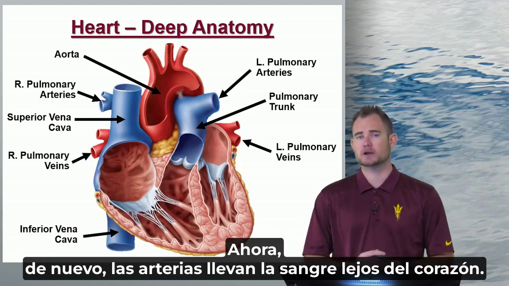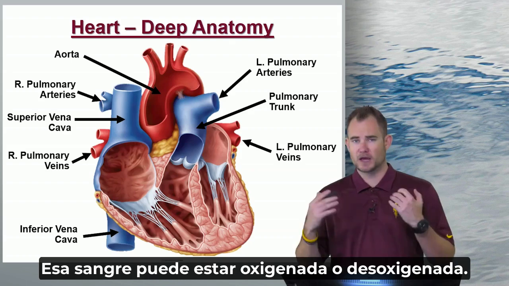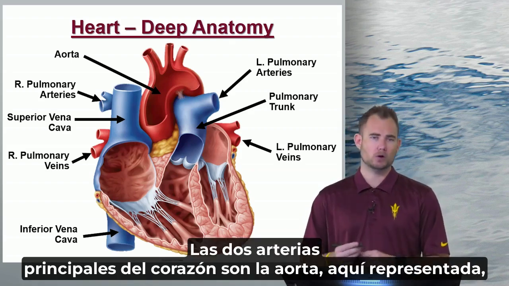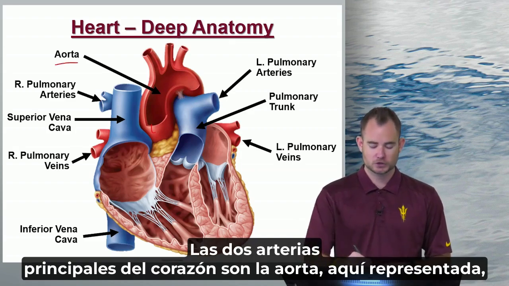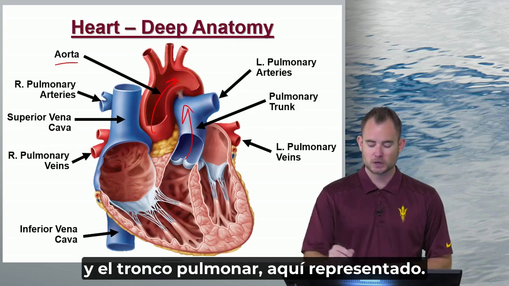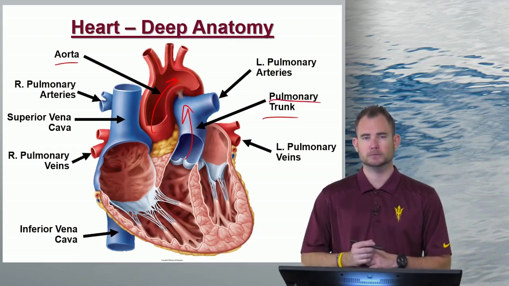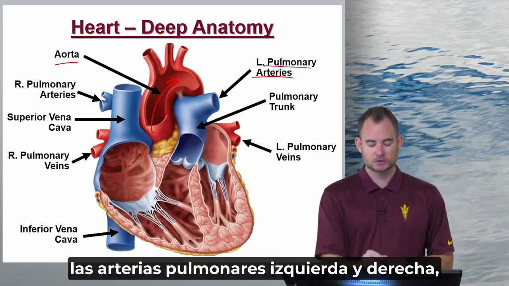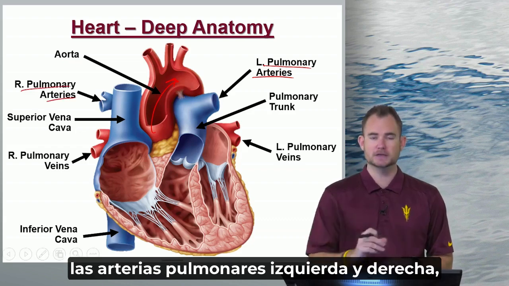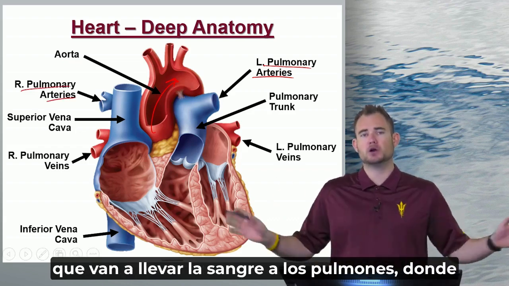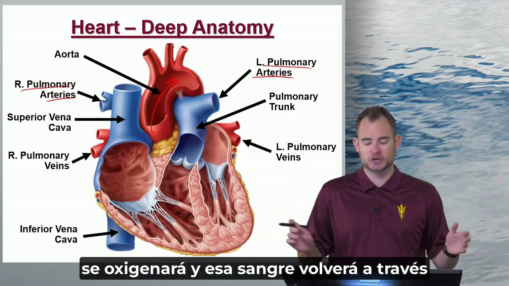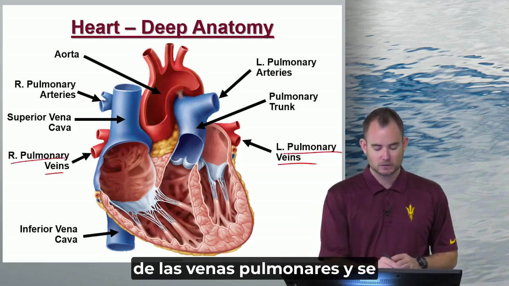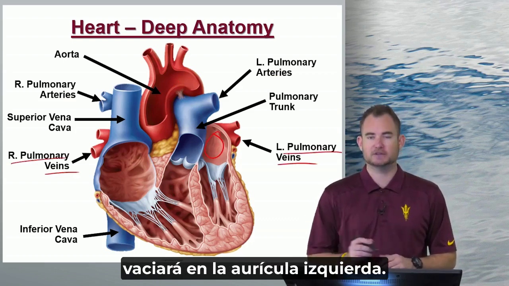Now again, arteries carry blood away from the heart. That blood can either be oxygenated or deoxygenated. The two main arteries of the heart are the aorta, shown here, and then the pulmonary trunk, shown here. The pulmonary trunk is going to split into the left and right pulmonary arteries, which carry blood away to the lungs where it will be oxygenated, and that blood will be returned via the pulmonary veins and empty into the left atrium.